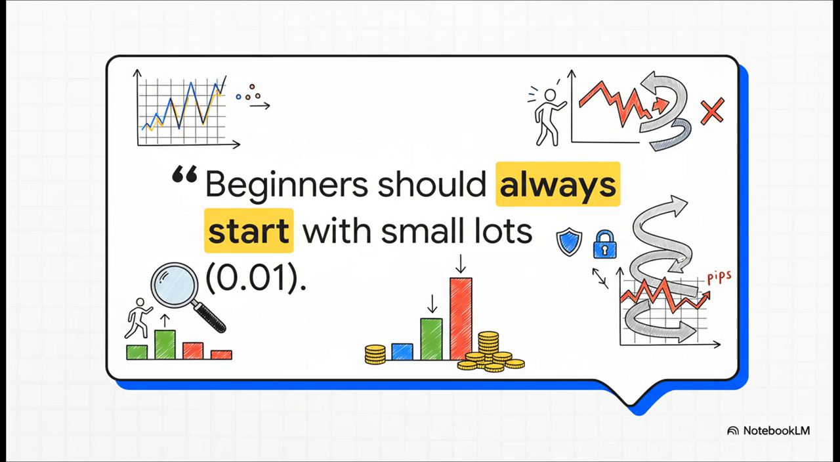And that brings us to what might just be the single most important piece of advice in this whole explainer. Beginners should always start with small lots, those 0.01 micro lots. Why? Well, it's simple. Because when you're just learning, a one-pip move against you costs you $1, not $100. It is the absolute best way to manage your risk while you get comfortable.